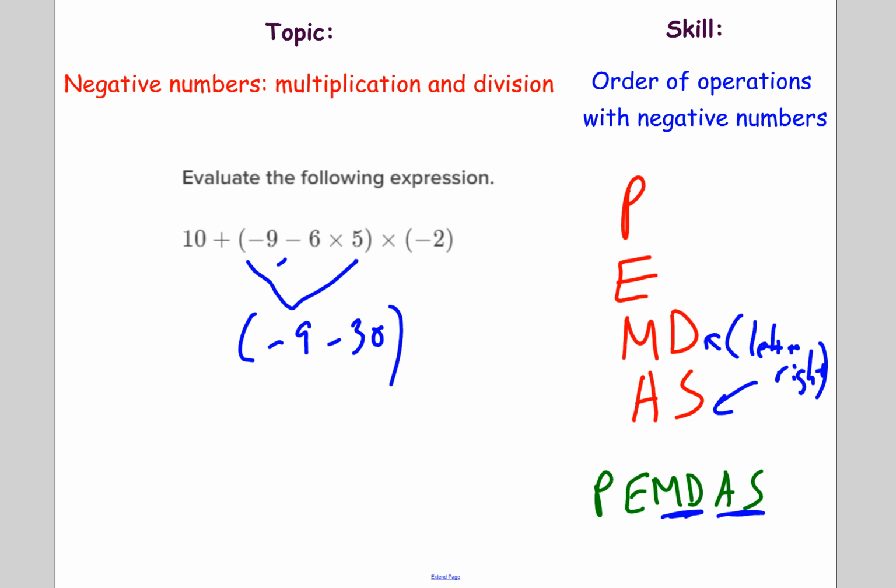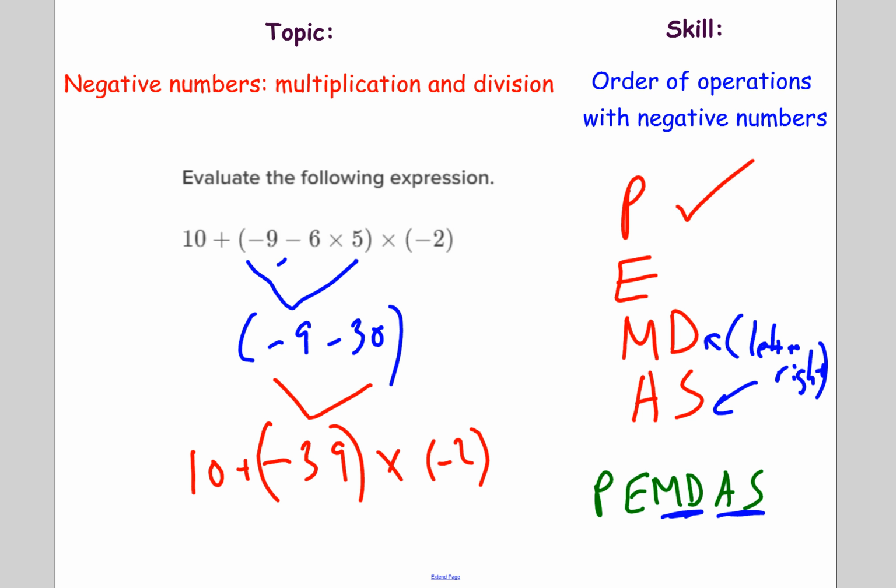All right, continuing with the parentheses, we have -9 and -30, or -9 minus 30, which is -39. So the whole parentheses comes out to -39. So I'm going to bring the rest down. So 10 plus -39 times -2. All right. So we're done with operations inside parentheses.